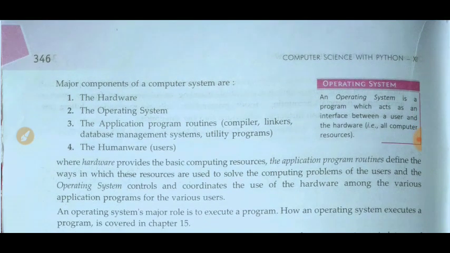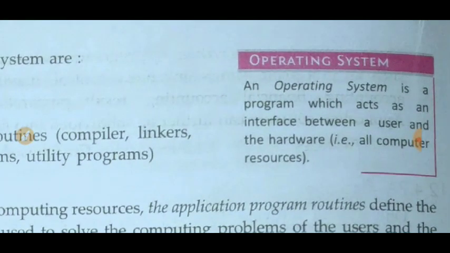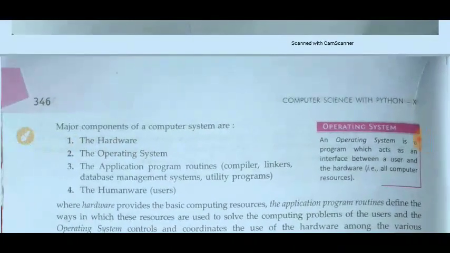Now see the definition of the operating system. An operating system is a program which acts as an interface between a user and the hardware. Means on one side is computer hardware, on the next side is the computer user, and in between is the operating system. Means the operating system provides an interface between the hardware and the user. Is it clear?